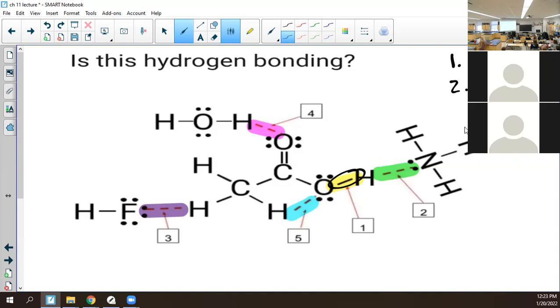It meets our qualification. We have H connected to O, and we need an F, an O, or an N, right? And it's attracted to this N, which is connected to H. So there's a lone pair of electrons. That's really what we're looking for, if it's attracted to a lone pair of electrons and it's on an electronegative atom in the first place. Okay, number 3. It is not. How come? All right, so there's no dipole here for this to be attracted to. You with me? Since it's sharing the electrons equally.